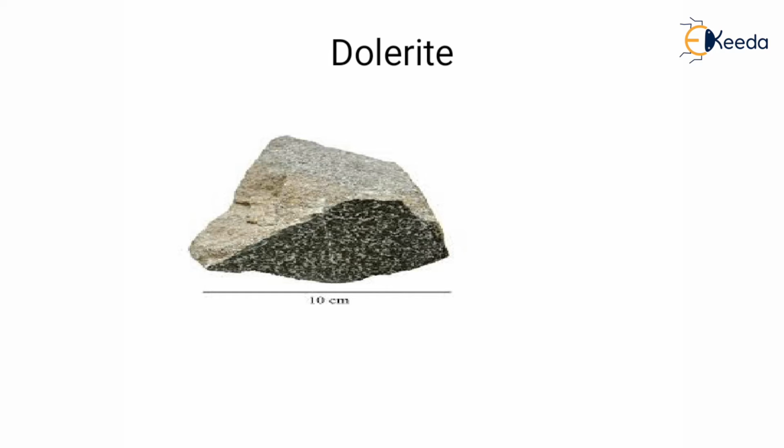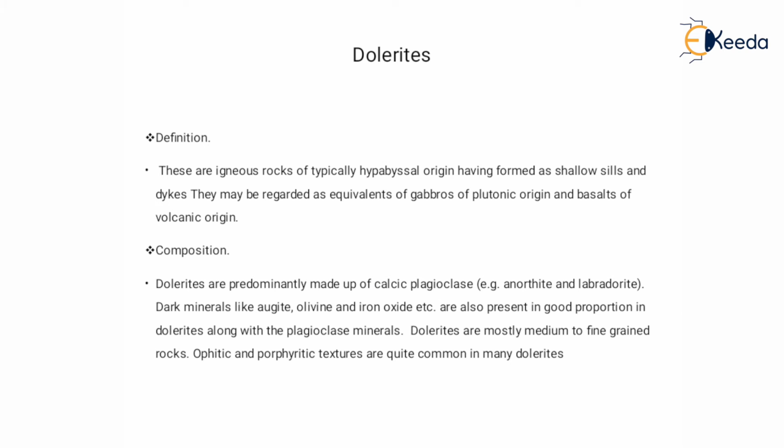Then next, dolerite. See, this is melanocratic, very dark in color. The texture is again aphanitic, so we cannot identify minerals by naked eye, and it is of hypabyssal origin. Dolerites are igneous rocks, typically of hypabyssal origin, occurring as shallow sills and dikes. They may be regarded as equivalents of gabbro of plutonic origin and basalt of volcanic origin. It looks similar to volcanic basalt and plutonic gabbro, but because of its composition, dolerite comes under hypabyssal origin.